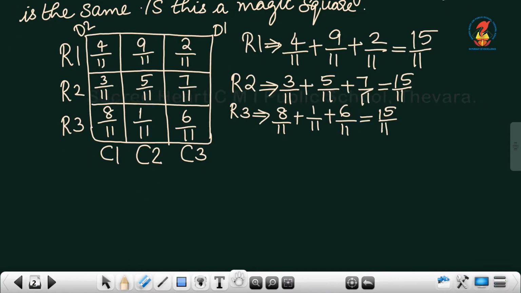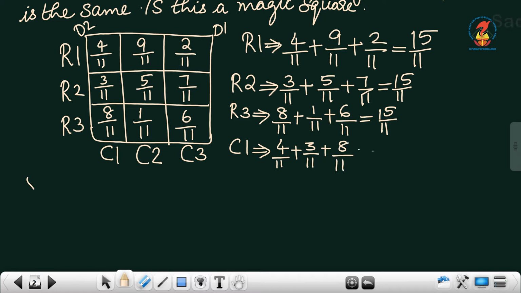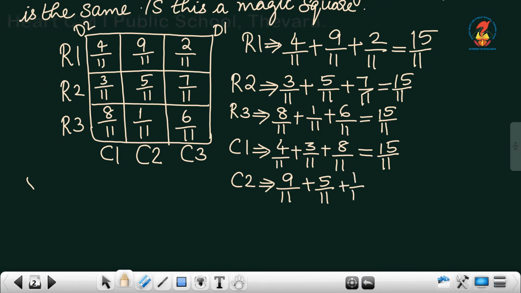Okay, then take the first column, C1. C1 means first column. Which numbers are there? 4 by 11 plus 3 by 11 plus 8 by 11. Now add it. 4 plus 3, 7. 7 plus 8, again you got the answer 15 by 11. Take C2, that means column 2. Again 9 by 11 plus 5 by 11 plus 1 by 11. What is the answer you got? 9 plus 5, 14. 14 plus 1. Again you got the answer 15 by 11.